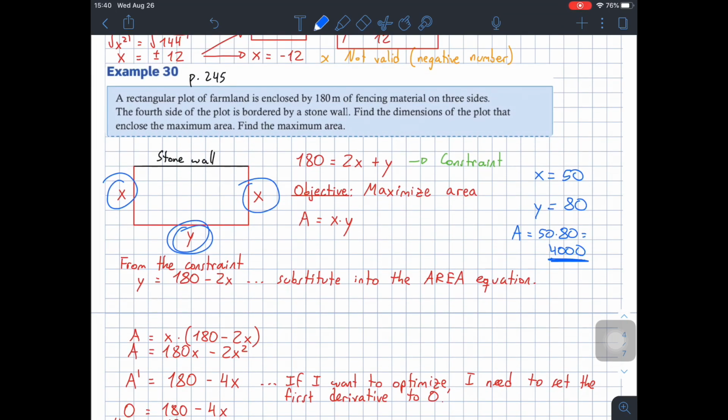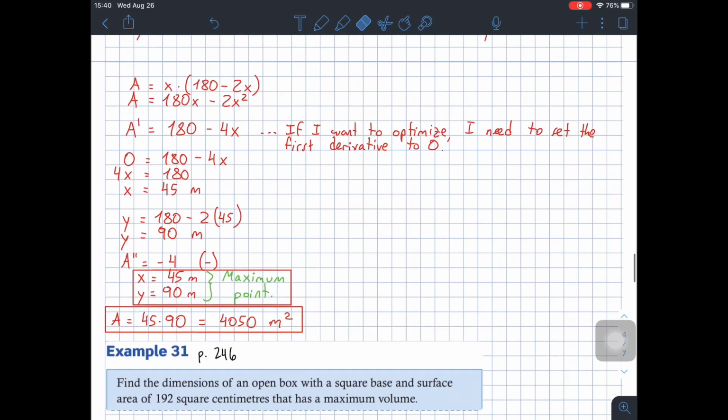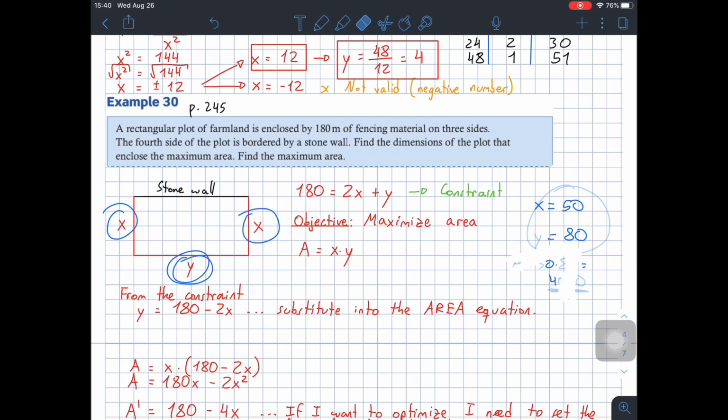So you can try this with any pairs of values as long as you respect the constraint, and you will see that it is impossible to get a value that is greater than 4,050 as we got in this problem. You can try that on your own if you want.